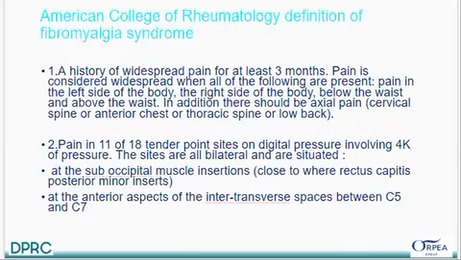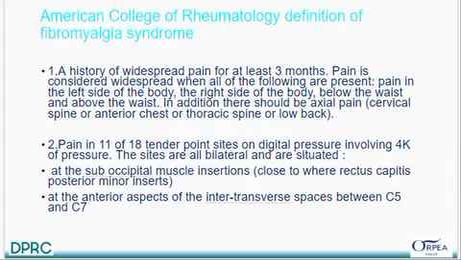American College of Rheumatology definition of fibromyalgia syndrome. A history of widespread pain for at least 3 months. Pain is considered widespread when all of the following are present: pain in the left side of the body, the right side of the body, below the waist and above the waist. In addition, there should be axial pain. Pain in at least 11 of the 18 tender point sites on digital pressure involving 4 kg of pressure.